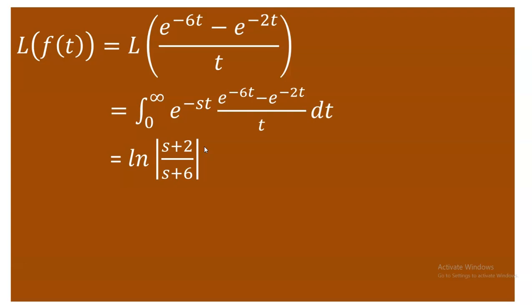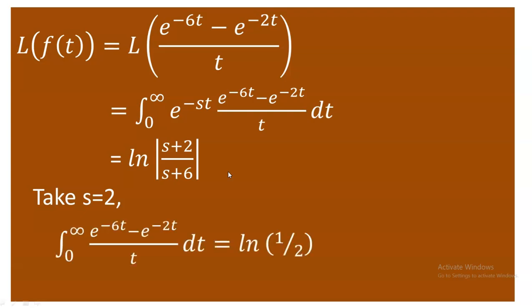But this is already determined as ln of s plus 2 over s plus 6, because the Laplace of this was already obtained from the previous slide. So when you take s to be 2, you are going to have this. When s is 2, students, this is going to be ln of 1 over 2. Basically, dear student, there is one thing that I would like to add here.